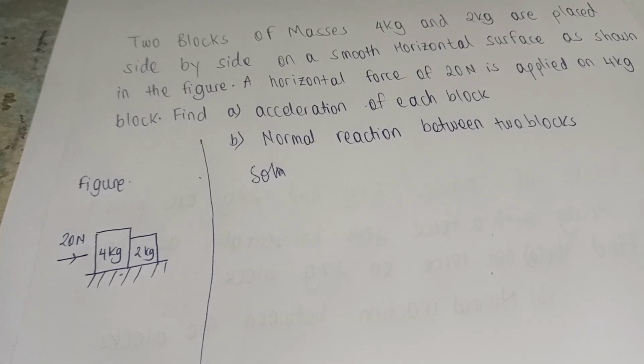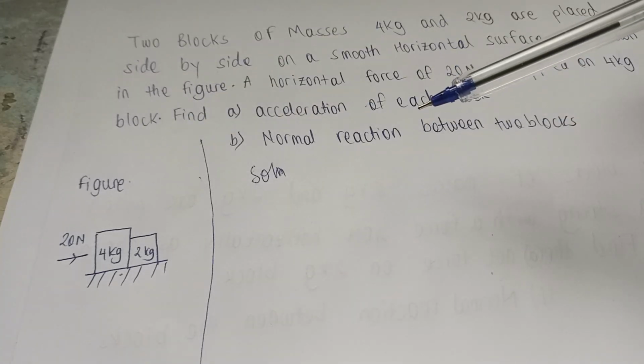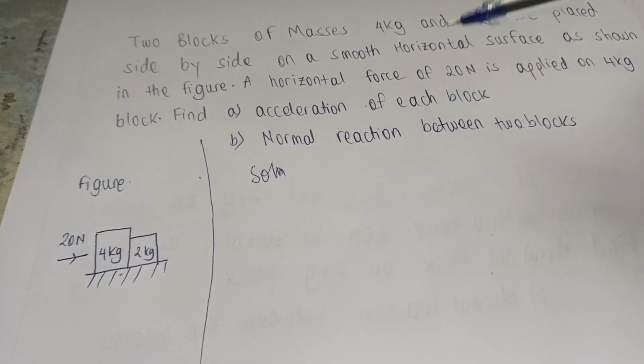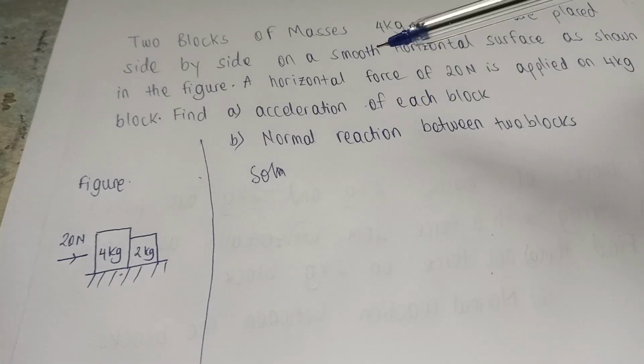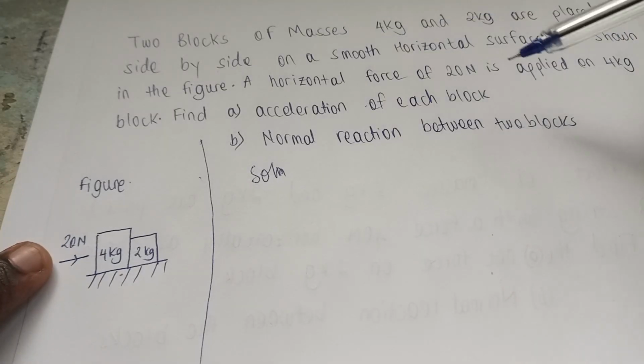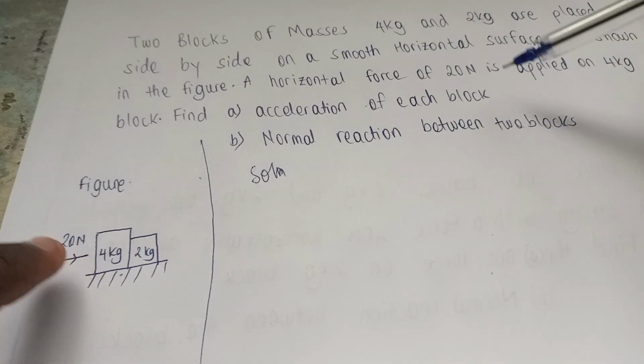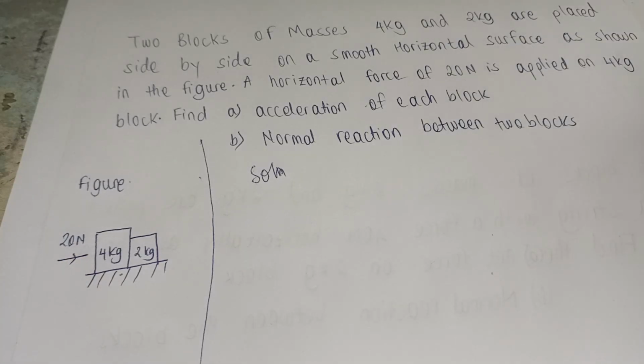Welcome back. So in this video we're going to solve these questions concerning blocks placed side to side using the Newton's laws of motion. So I'm given a question here. Two blocks of masses 4 kg and 2 kg are placed side by side on a smooth horizontal surface as shown in this figure, right? A horizontal force of 20 Newton is applied here on the 4 kg block. Find the acceleration of each block.